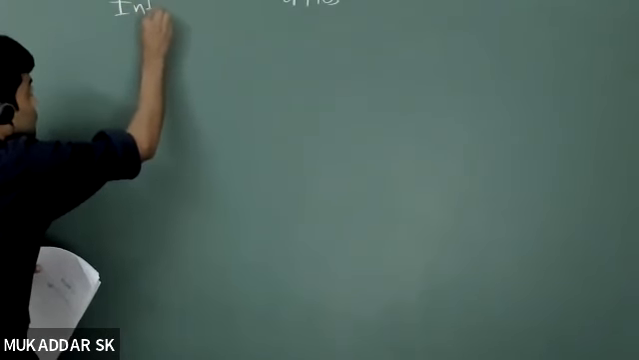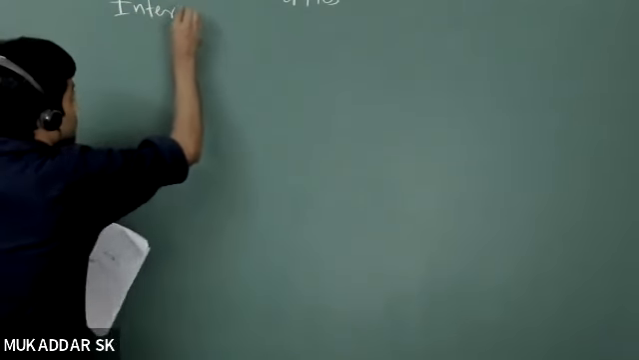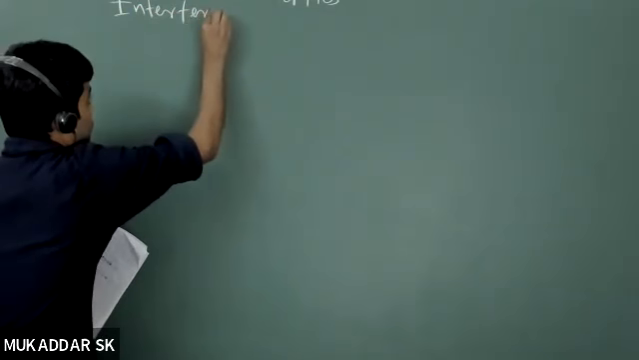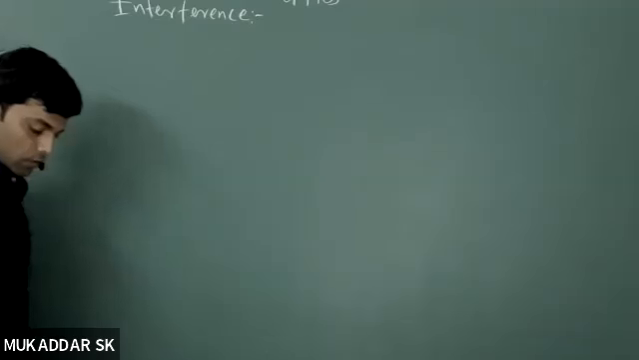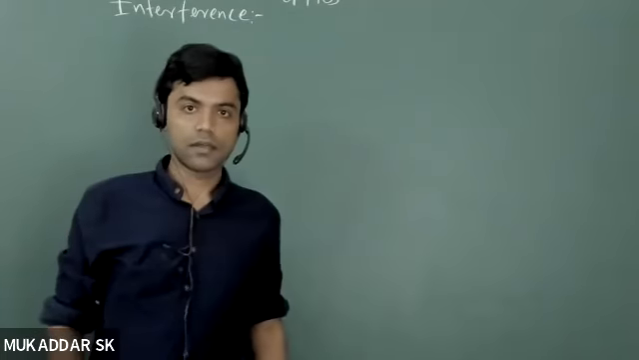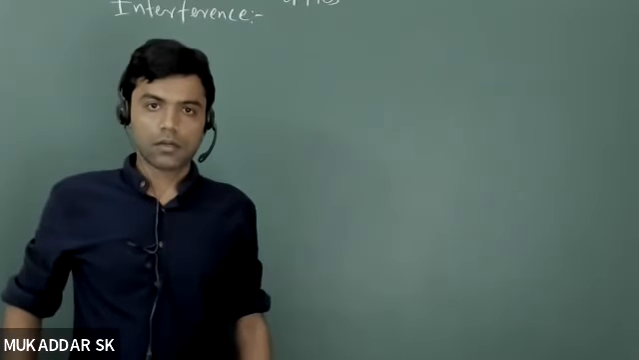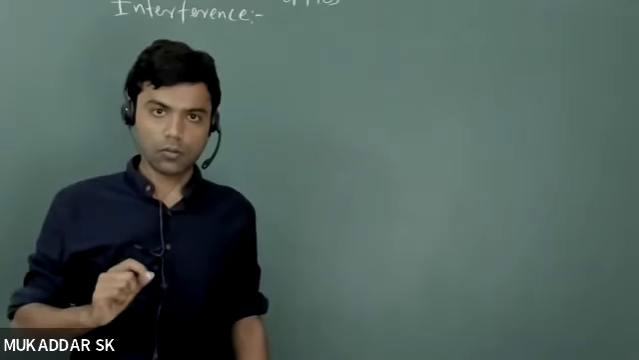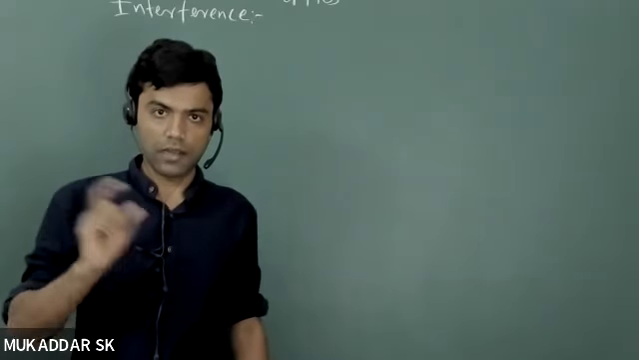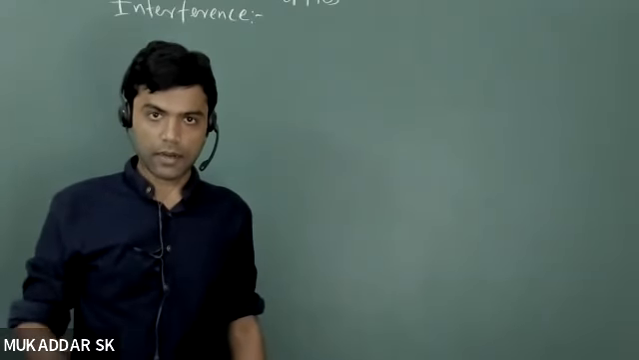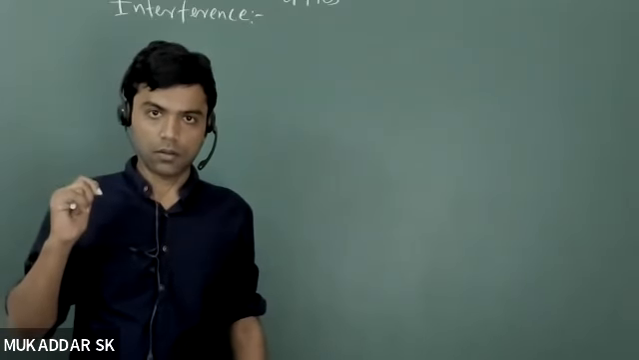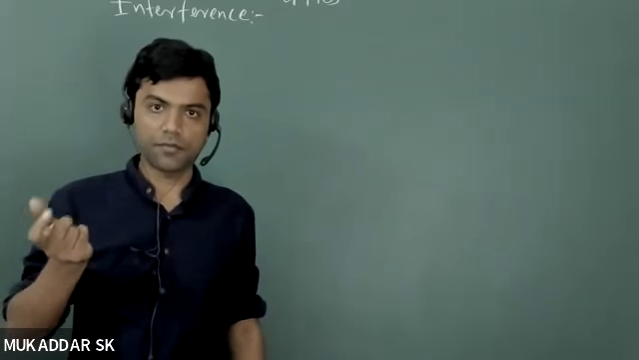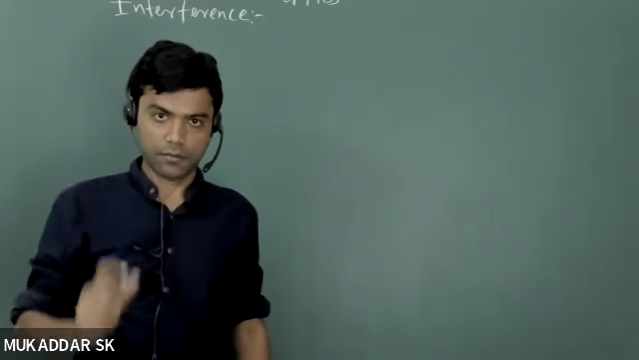So first we will discuss interference. Okay, so interference is basically a phenomenon which occurs when two or more waves overlap. Okay, so we can also write, it is a phenomenon that occurs when two or more waves overlap.